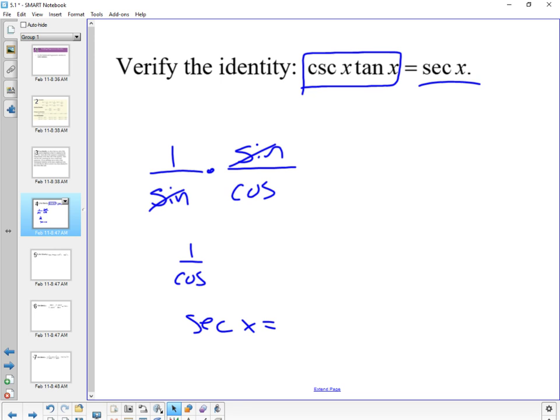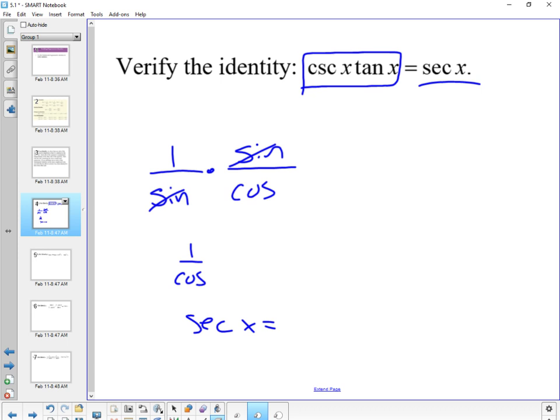Now, personally, the one thing that I liked to do when I first started this is turn everything into a sine or a cosine. I hated seeing tangent, secant, cotangent. I didn't like any of those things. I understood sine and cosine, so I converted everything into sines and cosines. Does that make sense?